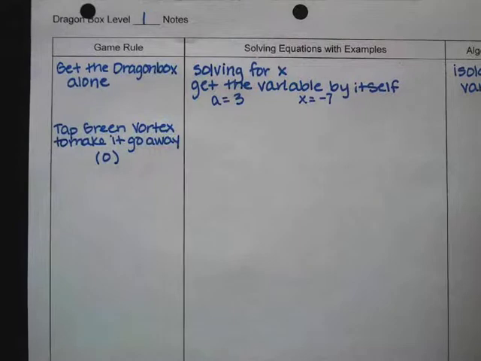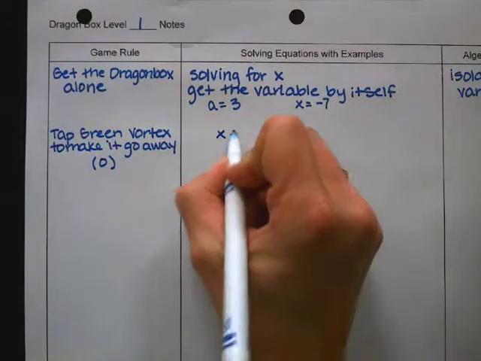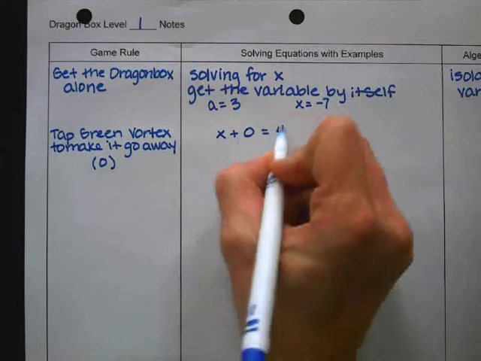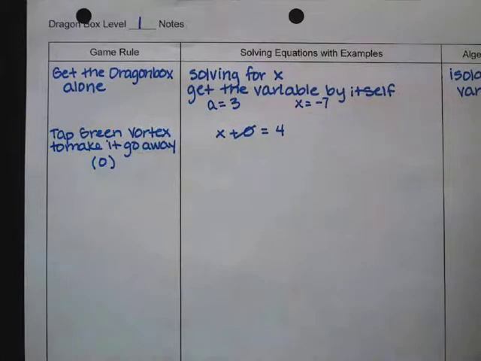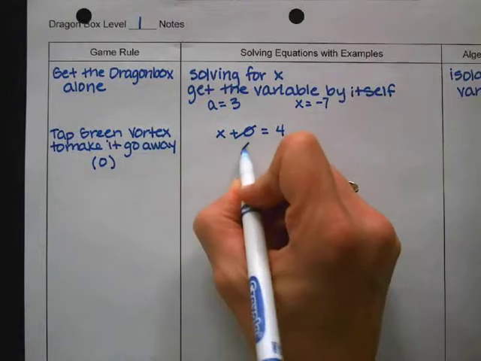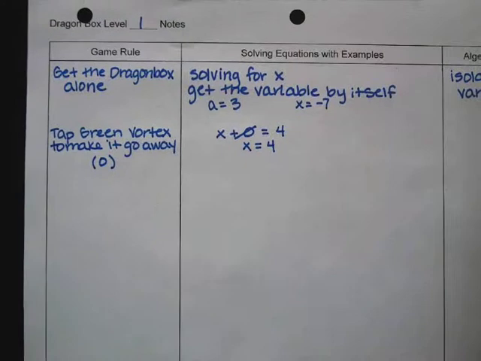Okay, mathematically, what would this look like? When we're solving equations, you might get something like this. And pretty soon you won't get this anymore because you know to get rid of it. Do we need that x plus 0? No, the plus 0 we can tap. Poof, it goes away. So really, what do we have left? We have the x, which is the Dragonbox, and x equals 4.